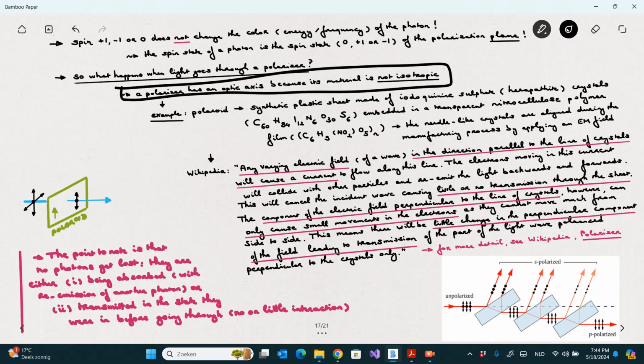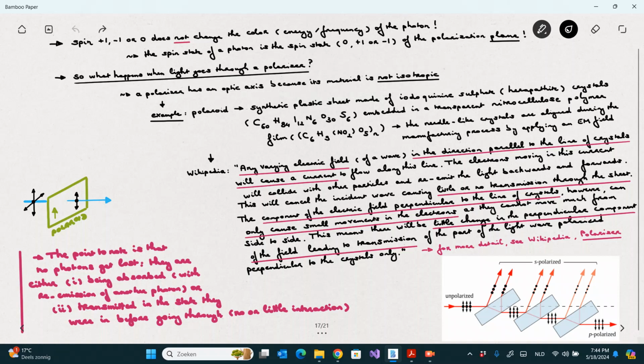What's a polarizer? A beam splitter uses a polarizing material. It has an optic axis. Why does it have an optic axis? Because its material is not isotropic. Polaroid is a commercial product. I forgot the name of the group who posed it. But basically the stuff you use in your camera is a synthetic material, plastic, though it doesn't look like plastic, a sheet made of, and here I'm having some fun, iodoquinine sulfate or herapatite. That's a crystal structure, a lattice structure, and you can see from the chemical formula here, it's quite complicated.